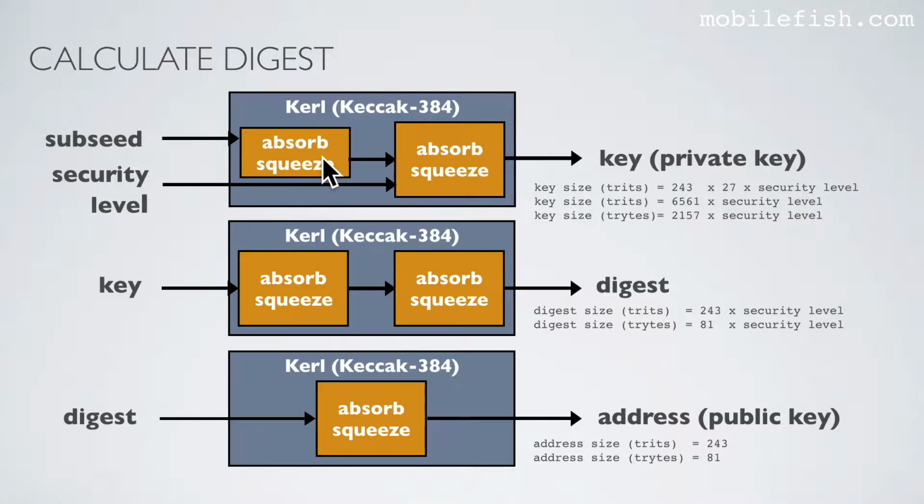This transformation function absorbs the subseed and squeezes out the result. The result is absorbed by this transformation function and uses the security level to squeeze out the key, which is the private key. This key is absorbed in this transformation function and squeezes out the result. This result is used as input in this transformation function and it squeezes out the digest.